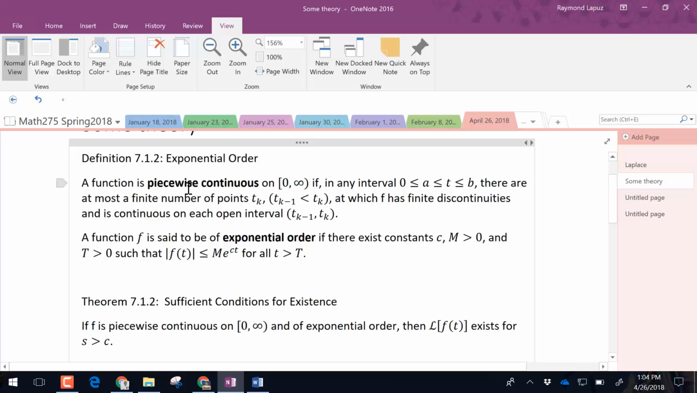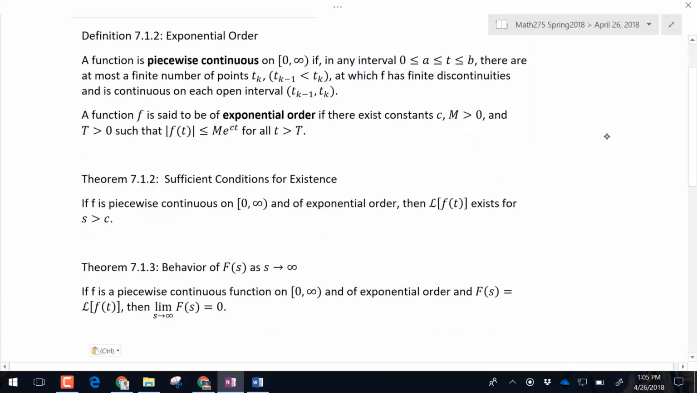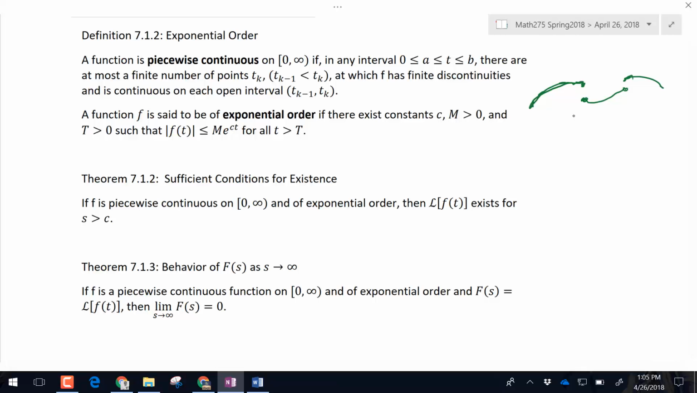You guys have known piecewise functions since Calc 1, I think, right? So we're going to be dealing with piecewise functions. Piecewise continuous just means it's continuous, except maybe for a finite number of places where it's not. A piecewise continuous function on some interval is going to be continuous everywhere except maybe for a finite number of points where it's not continuous.